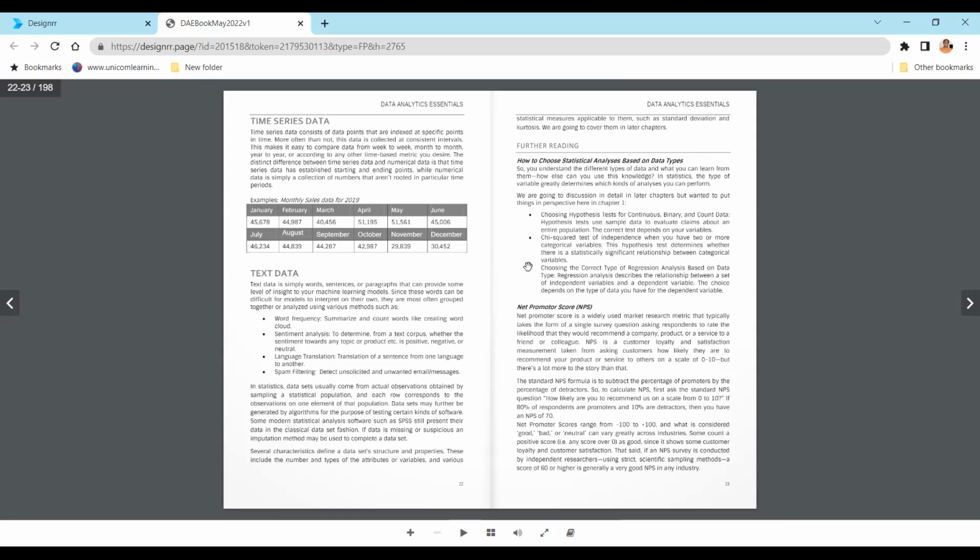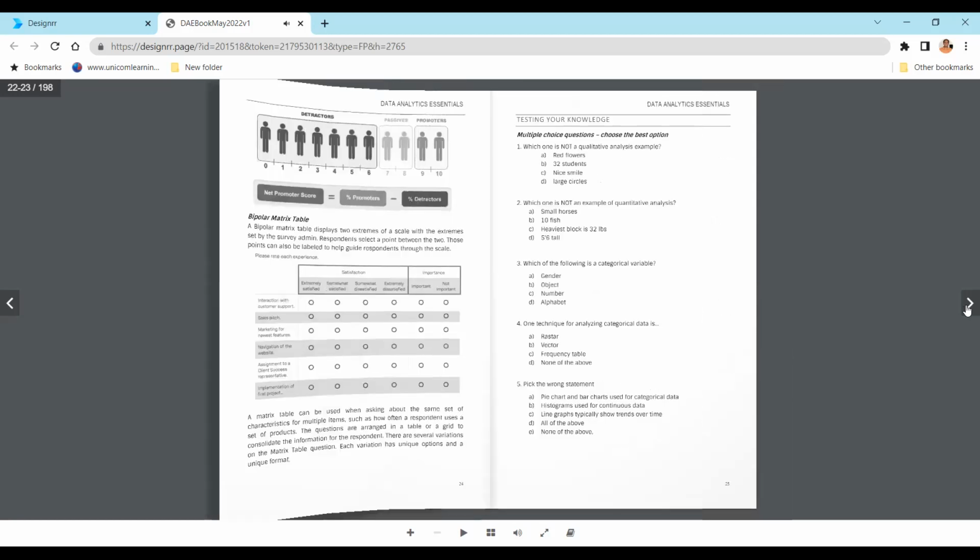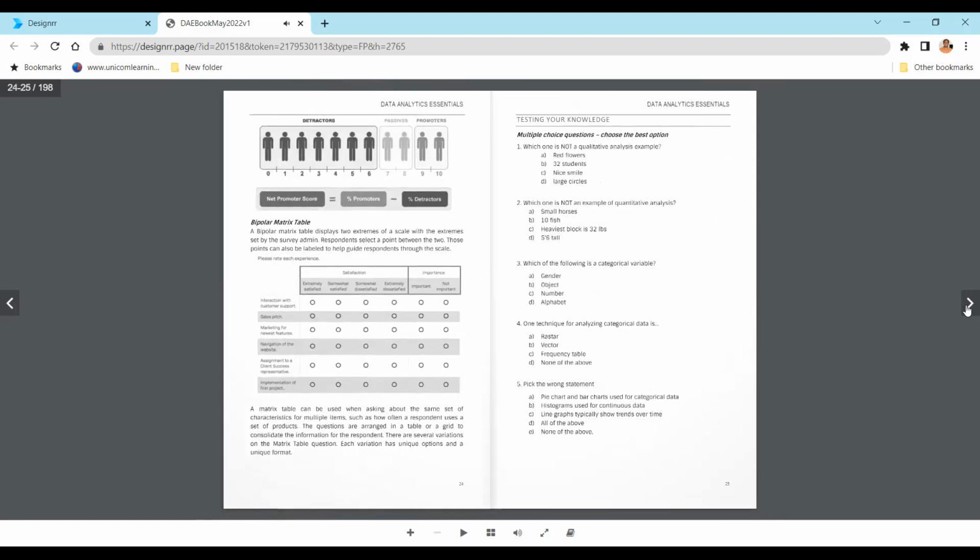Mostly we'll be dealing with these four types of data, but mostly we'll talk about numerical and categorical. But yes, we will touch upon time series as well as text data in our work.